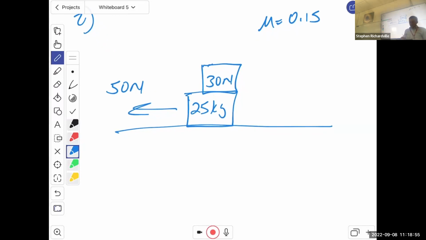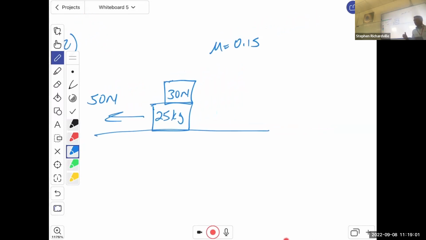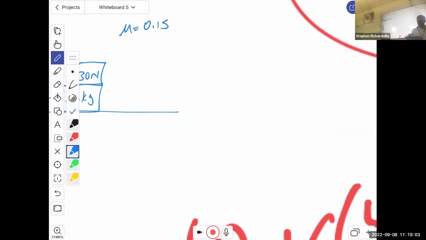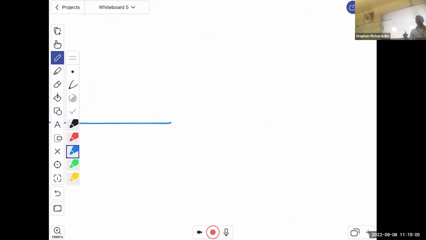Okay, so here's how we work through these. Again, what's the point of this chapter? We're just trying to figure out the acceleration that was given in the last chapter. Let's go way back to the basics.